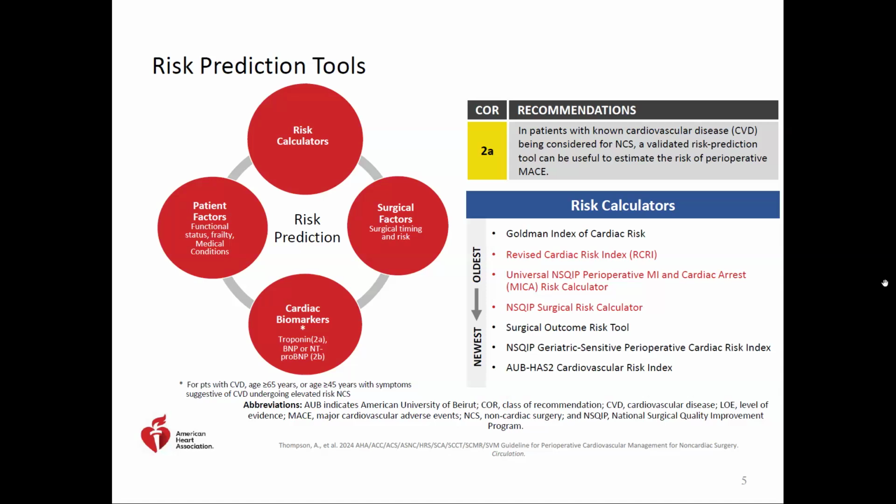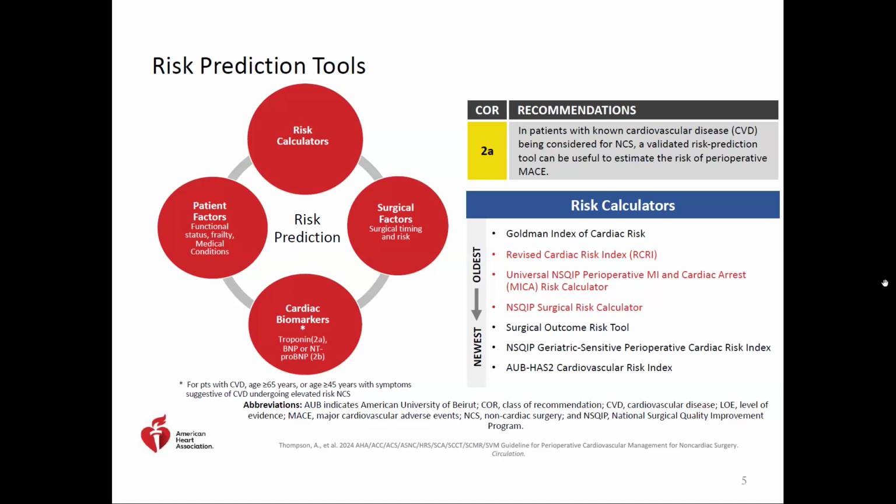There's a new piece here called frailty. And that wasn't really looked at in the last algorithm. So we'll talk more about that. There's our risk calculators, which I'm going to go through.